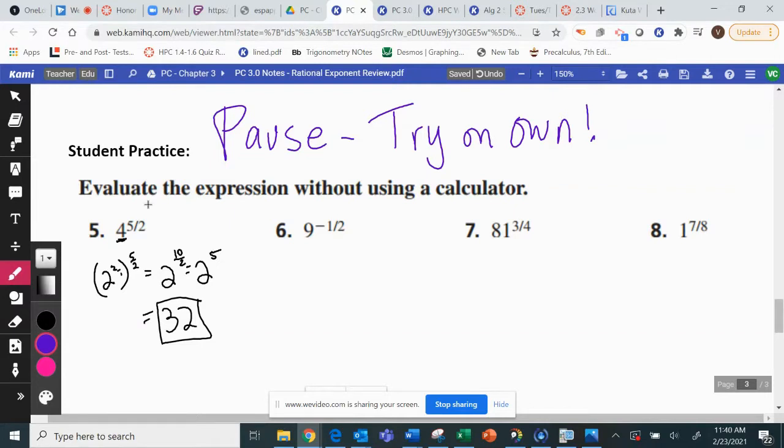9 to the negative 1/2. 9 is 3 squared. And then if I multiply my exponents, my fractions straight across, I get 3 to the negative 2 over 2, which is 3 to the negative 1. And then the negative exponent means to reciprocate, so 1 over 3.